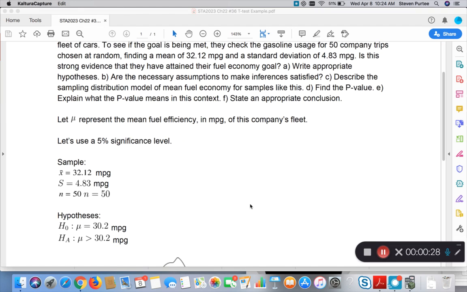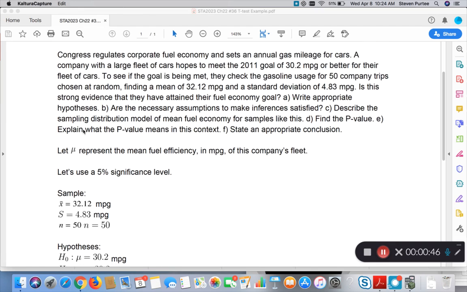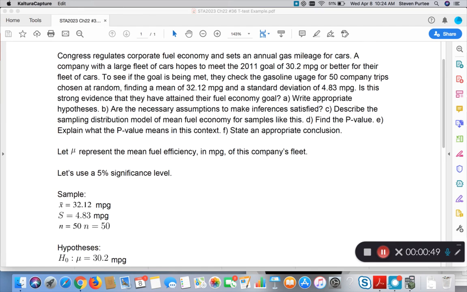Hopefully you've done that. First thing we're going to do is define our main variable, mu. Here, mu represents the mean fuel efficiency in miles per gallon of the company's fleet. Remember, mu is the population mean, and this is what we're making predictions about. The company believes or hopes that their average fuel efficiency is 30.2 miles per gallon. Their sample says they did better than that, but that's just a sample. That might be a fluke.